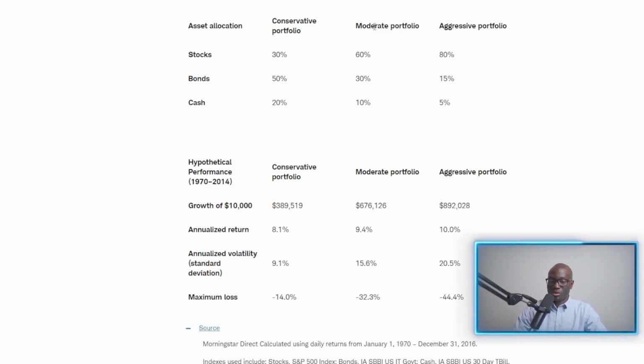So moderate portfolios would have, say, 60% stocks, 30% bonds, and 10% cash. And of course, an aggressive portfolio would mean that you have 80% stocks, 50% bonds, and 5% cash.